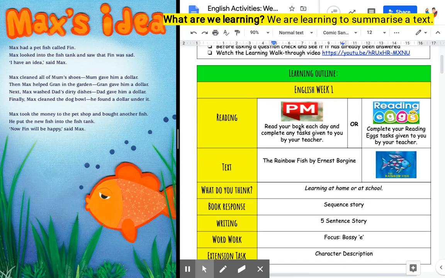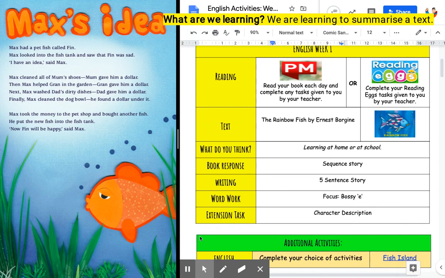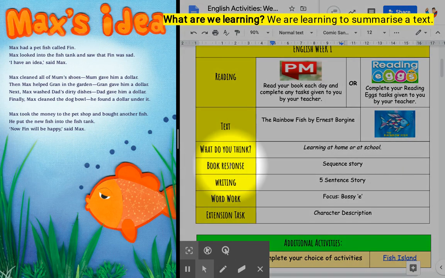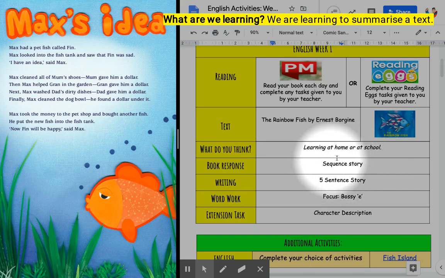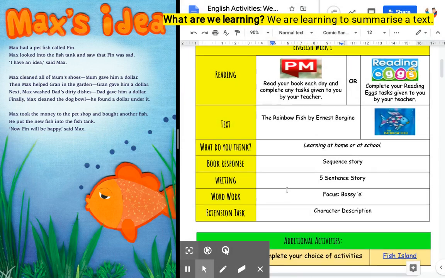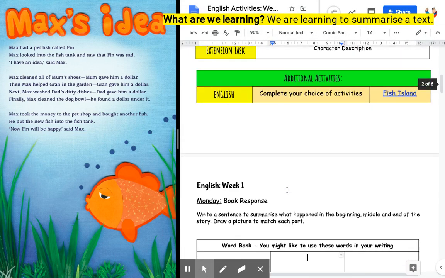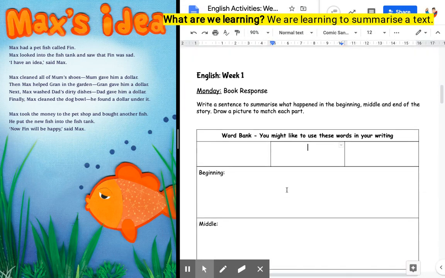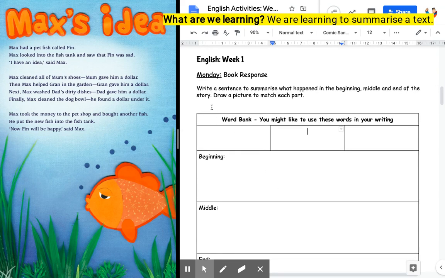This teaching video will be looking at this task here. It's our book response for this week, and it's going to be sequencing a story. Let's scroll down and have a look at our task. My document looks a little bit different to you because I'm going to be summarizing this short story here called Max's Idea.